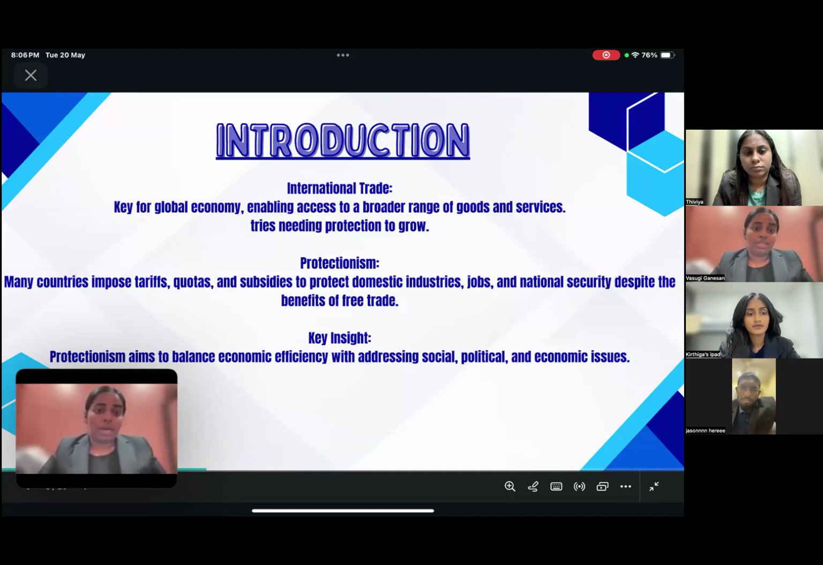This is why countries establish protectionism. There are tariffs, quotas, and subsidies to protect domestic industry, jobs, and national security. The protectionist objective is to balance economy, efficiency, and consideration of social, political, and economic issues in order to preserve domestic employment and benefit the industry field.